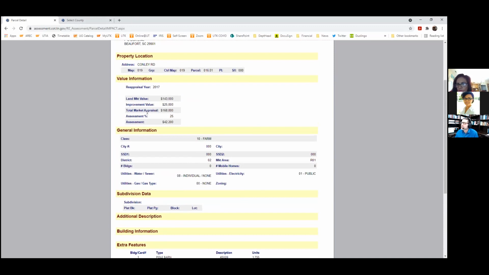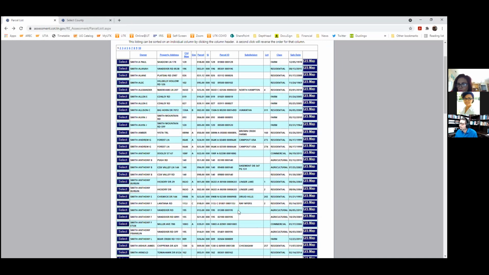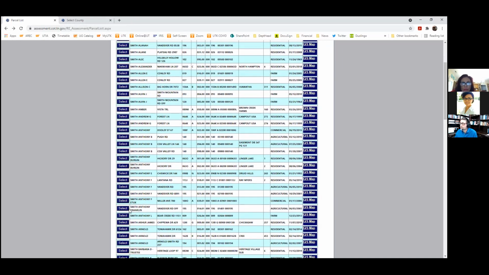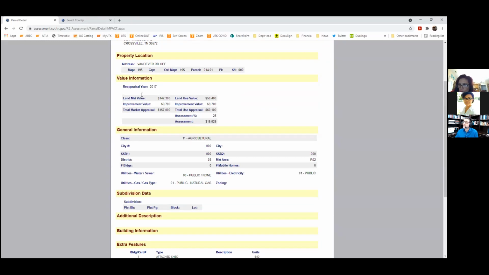And this isn't green belt. So I guess there's ag land and there's farmland, and one of them qualifies for green belt and one doesn't. I can never remember which it is. So ag land must be green belt. So when we click on this one, yes, here we see the market value. This is meant to be the fair market value, and this is the use value. This is the attempt to value that land as ag land.